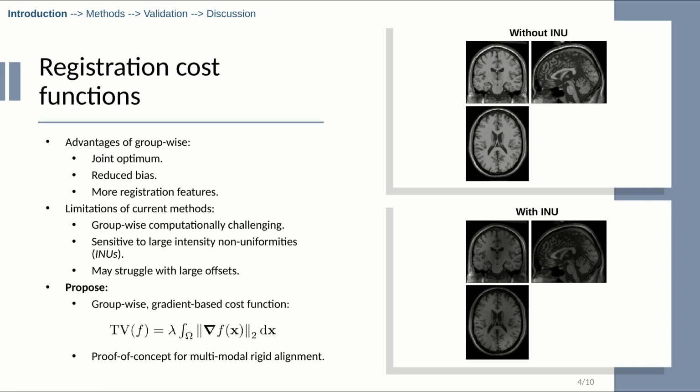We therefore propose a groupwise gradient-based cost function, and this cost function builds on the well-known total variation norm, as you can see here in the slide. And in this paper, we perform a proof-of-concept study on a multimodal rigid alignment, but this cost function should generalize also to nonlinear registration with more parameters.